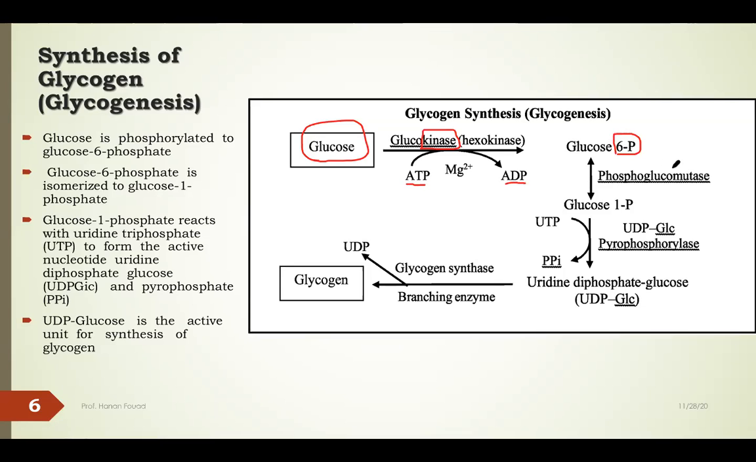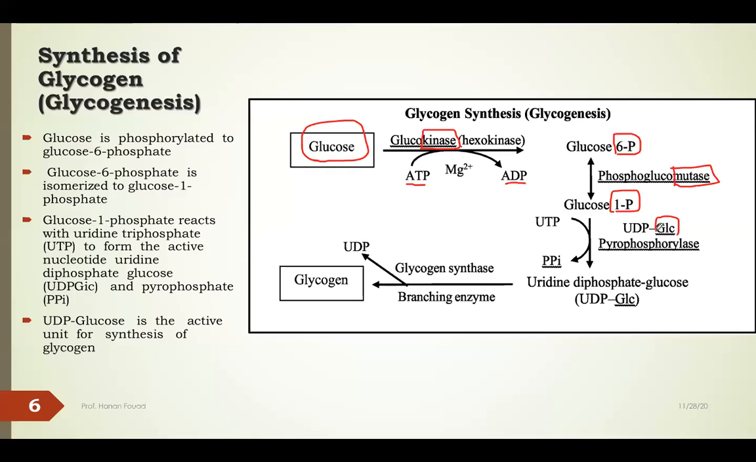Another enzyme will function as a mutase. Mutase means it changes the position. It changes the position of phosphoric acid from carbon number 6 to carbon number 1. Why do I change the location of phosphoric acid? Because the following enzyme acts on glucose 1-phosphate. The following enzyme is called uridine diphosphate glucose pyrophosphorylase.